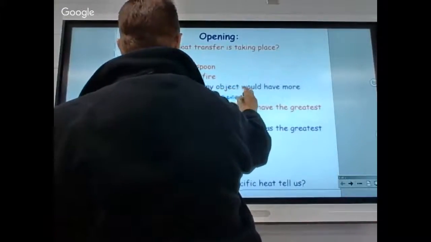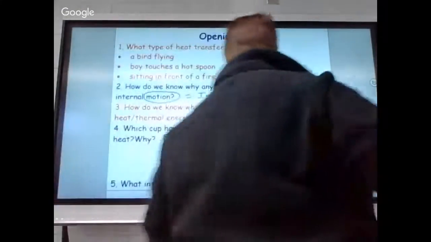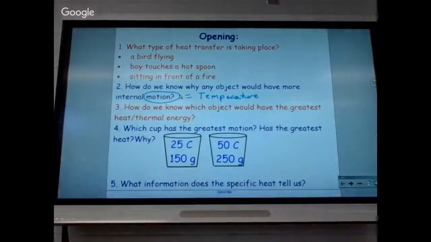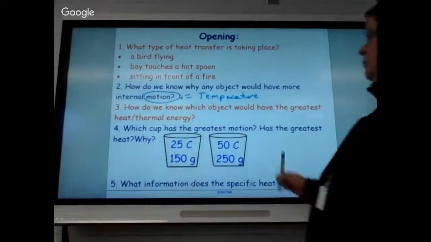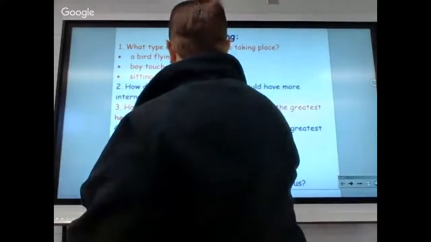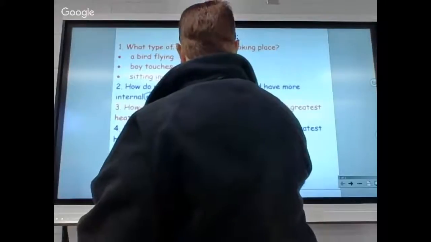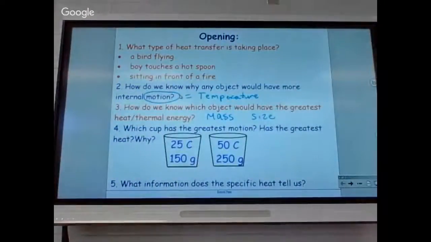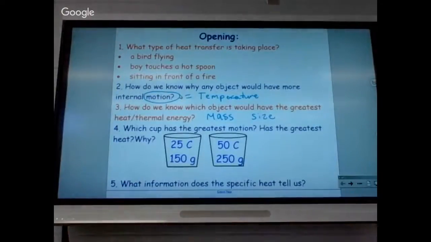As soon as you see the word motion, that's what tells you it's temperature. Okay? Now, how do we know which object would have the greatest heat or thermal energy? Either answer is fine. I heard mass, which is fine. I heard size, which is fine. Either answer is good. Okay, mass and size. Things that are more massive have more heat. Things that have a bigger size have more heat.